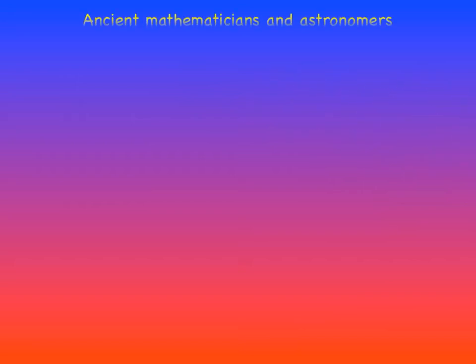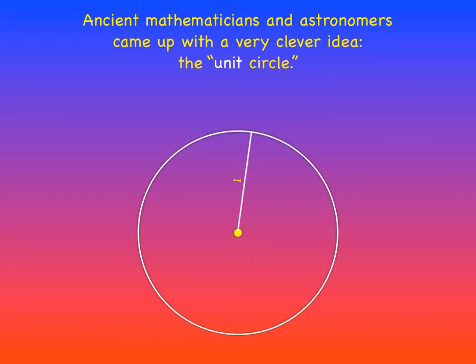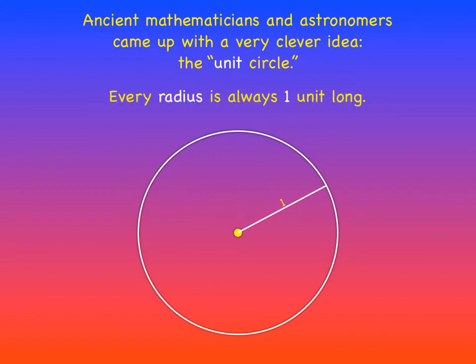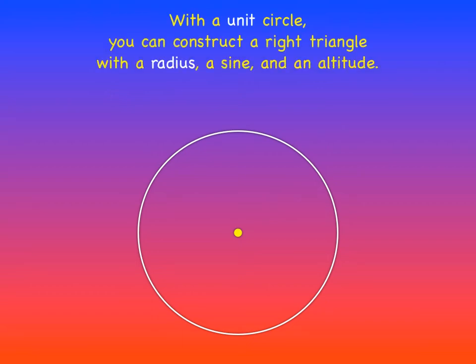Ancient mathematicians and astronomers came up with a very clever idea. It's the unit circle. You see in the circle, the radius is 1 unit long. Of course, every radius is going to be 1 unit long. Every radius in a unit circle is always 1 unit long. Could be 1 foot, 1 meter, 1 inch, 1 unit. With a unit circle, you can construct a right triangle with a radius, a sine, and an altitude.